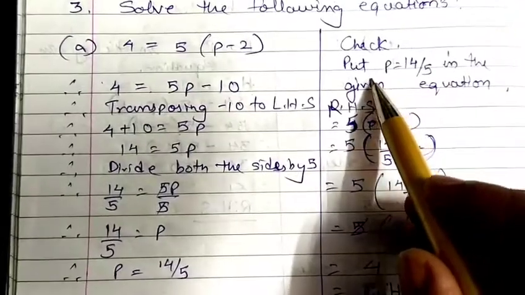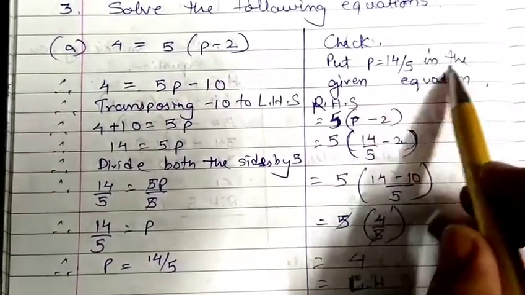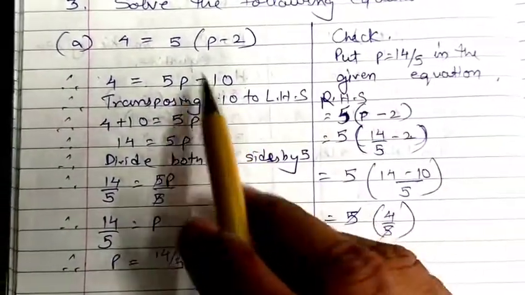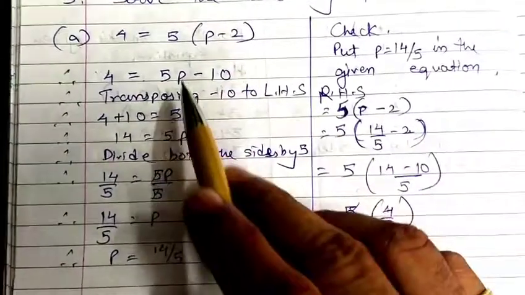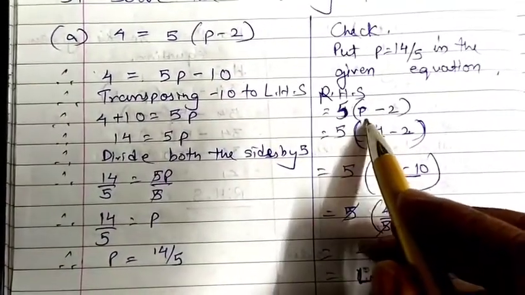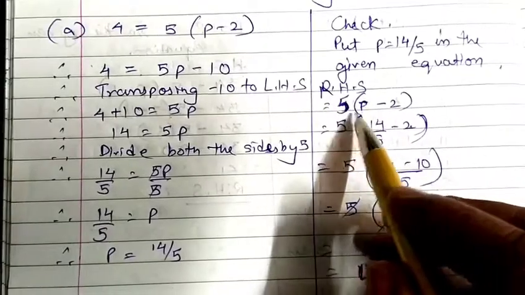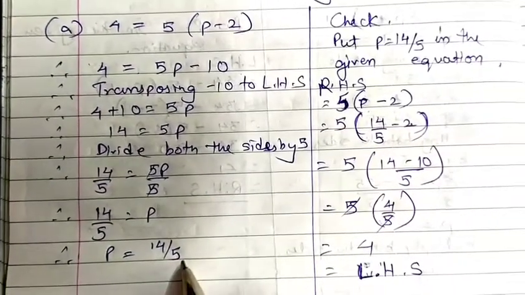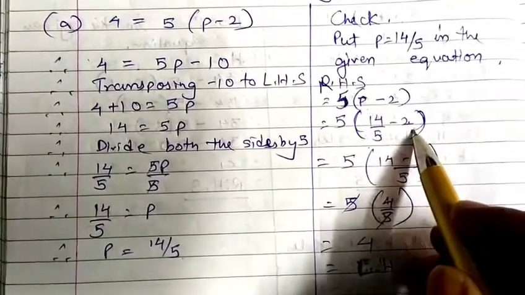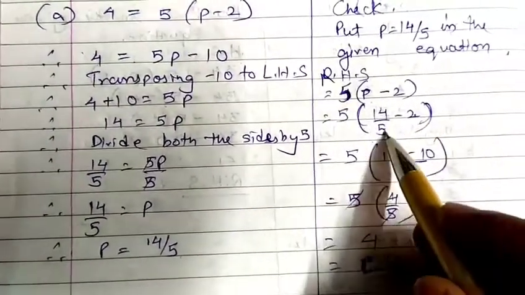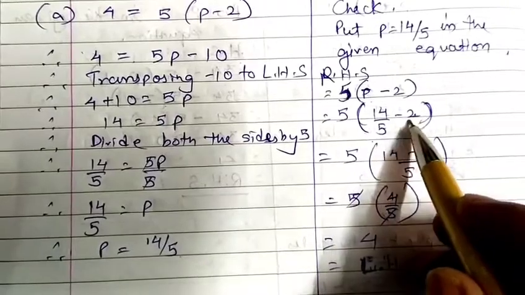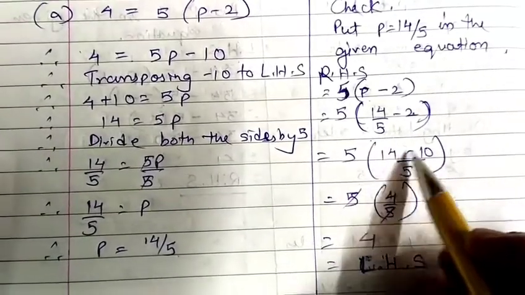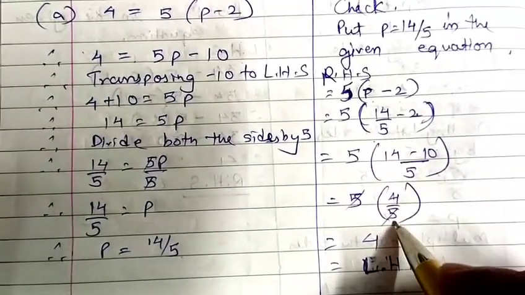Now we have to check. We have to put P equals 14 by 5 in the given equation. Now write down the expression of right hand side, 5 in bracket P minus 2. In place of P, substitute the value of P, that is 14 by 5 minus 2. Now find out the LCM, that is 2 5s are 10. Write down 10 over here. 14 minus 10, that is 4 upon 5.